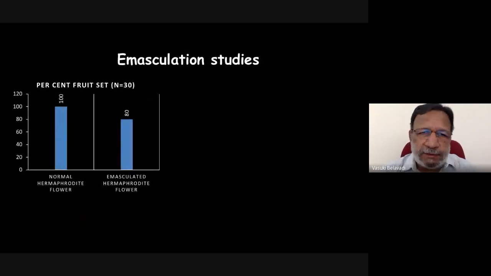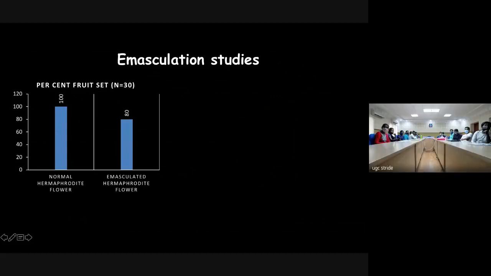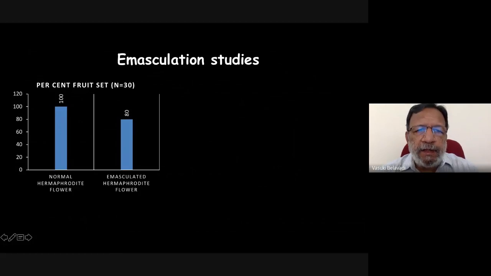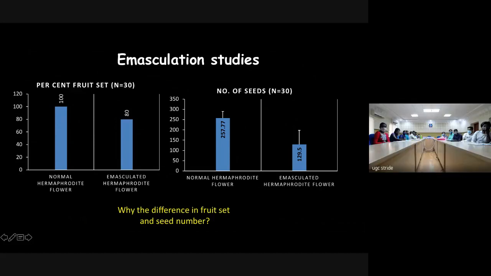So we did some emasculation studies, in which we selected sets of hermaphrodite flowers, and then we emasculated one set by removing the stamens before the flower opened. You find that the percent fruit set in a normal hermaphrodite flower is significantly more compared to the emasculated hermaphrodite flower, though it was nearly about 80%. But interestingly, the number of seeds produced is highly significantly more in normal hermaphrodite flowers compared to the emasculated hermaphrodite flowers. So why this difference? Why the difference in seed number?